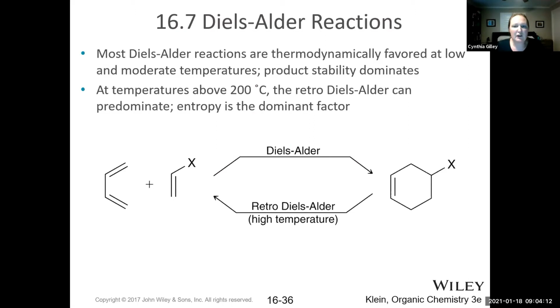Most Diels-Alder reactions are thermodynamically favored at low or moderate temperatures, meaning that the reaction is reversible and the forward direction is favored at low or moderate temperature. But the reverse reaction, which we call the retro-Diels-Alder reaction, is actually favored at higher temperature. And that's because when we look at the equation for determining spontaneity, delta G, we're going to see that the entropy and enthalpy play a factor here, and that's why we have a temperature dependence in terms of which direction of the equilibrium is favored at a given temperature.